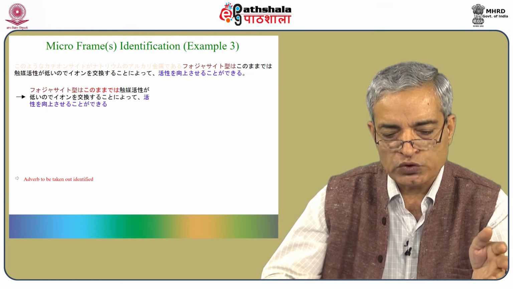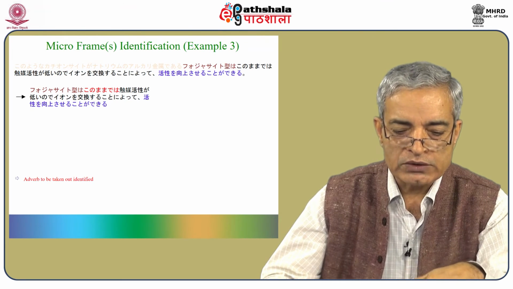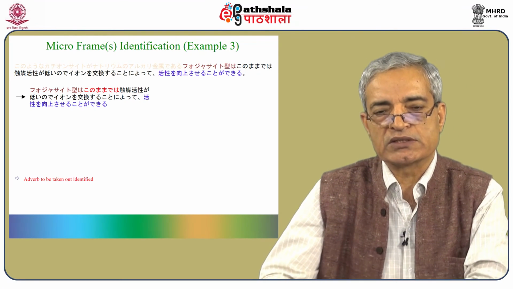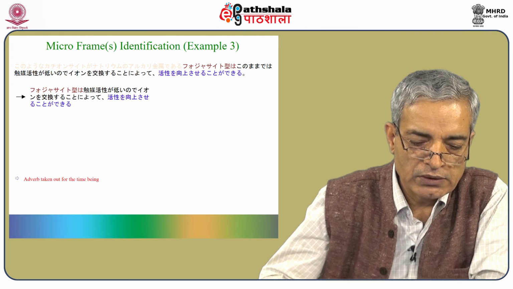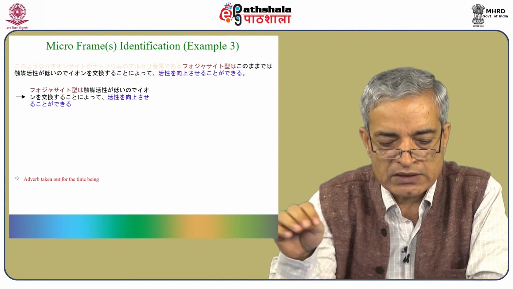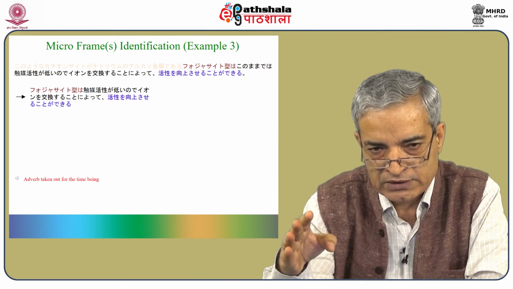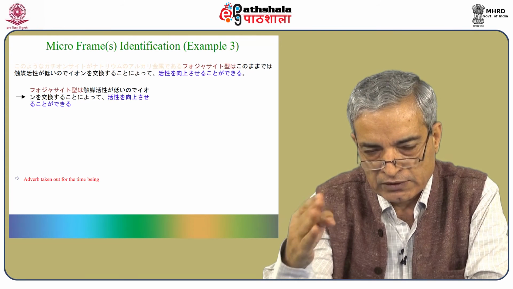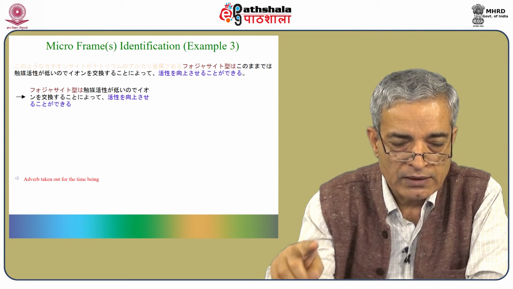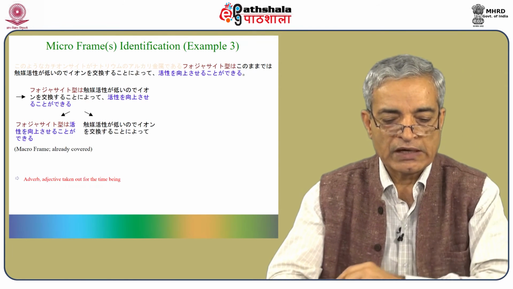Foja sait gata wa shokubai kase ga hikui no de ion o koukan suru koto ni yotte kase o kojo saseru koto ga dekiru. We can divide it. For example, foja sait gata wa kase o kojo saseru koto ga dekiru is something which we got in the previous slides, somewhere 2 or 3 slides before, and that was the macro frame. Now let's see the other one.